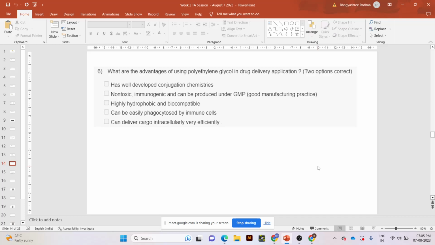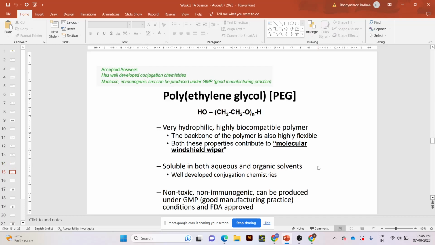It is highly hydrophilic and biocompatible. Yes. Can be easily phagocytized by immune cells. No. Can deliver cargo intracellularly very efficiently. No. So the correct answers will be, has well-developed conjugation chemistries and non-toxic, non-immunogenic, and can be produced under good manufacturing practice. This is all the information that was given in the lecture. If you go through the lecture, you'll be easily able to figure out the options.